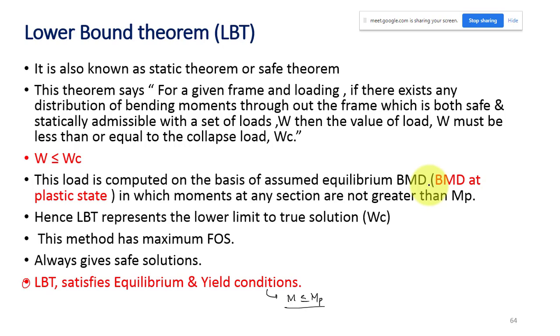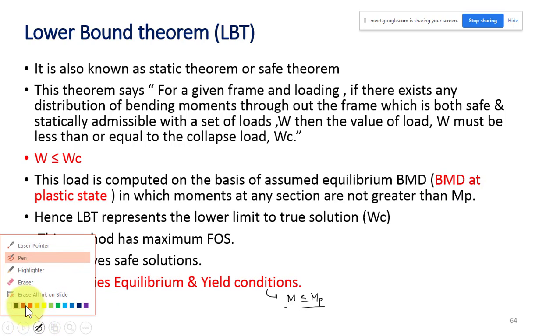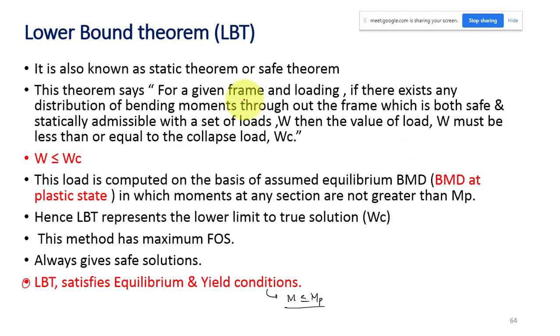From the moment diagram, I can estimate the corresponding collapse load. That is what this theorem is saying actually. But the statement looks not clear. So here, some words are there. If there exists any distribution of bending moment throughout the frame which is both safe, okay, safe means this condition only, M is less than or equal to Mp, and statically admissible.